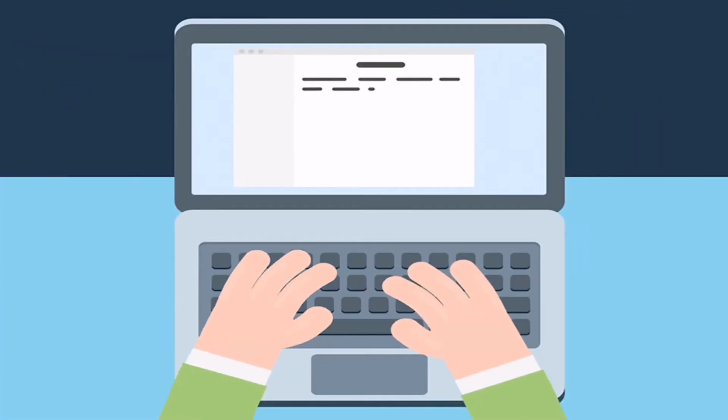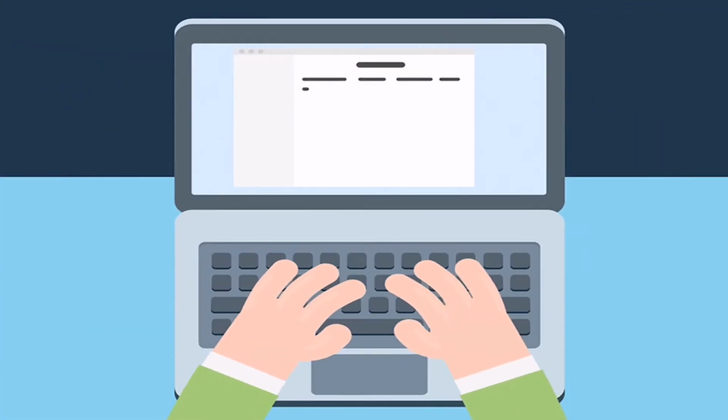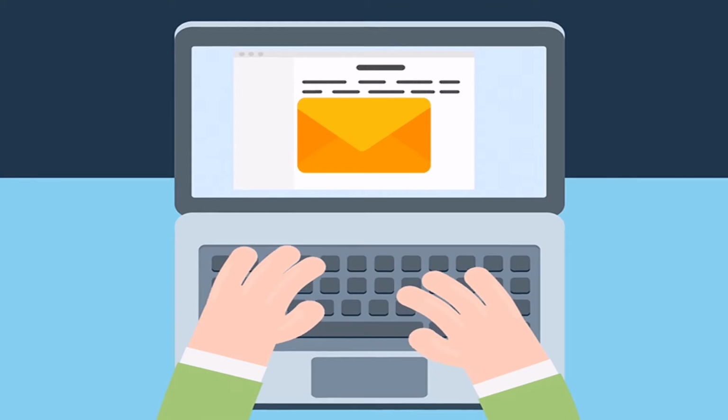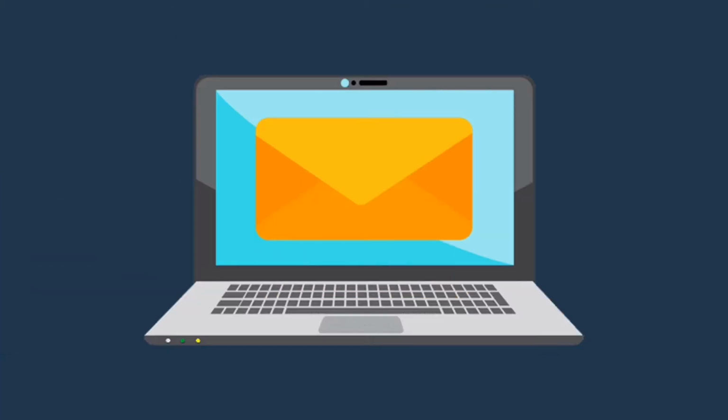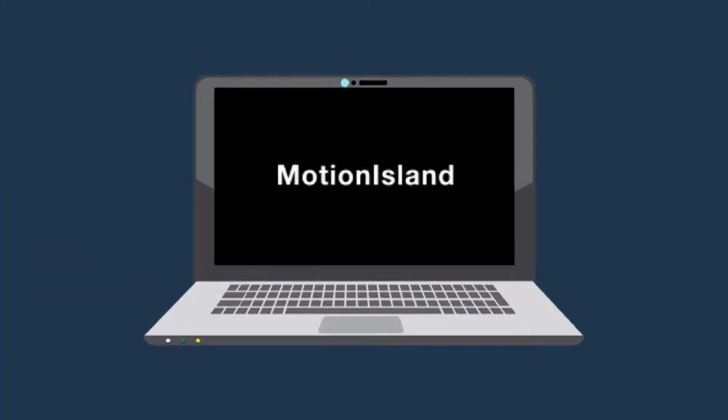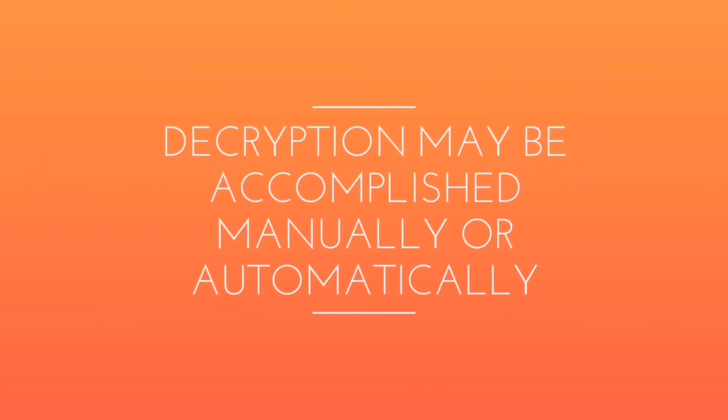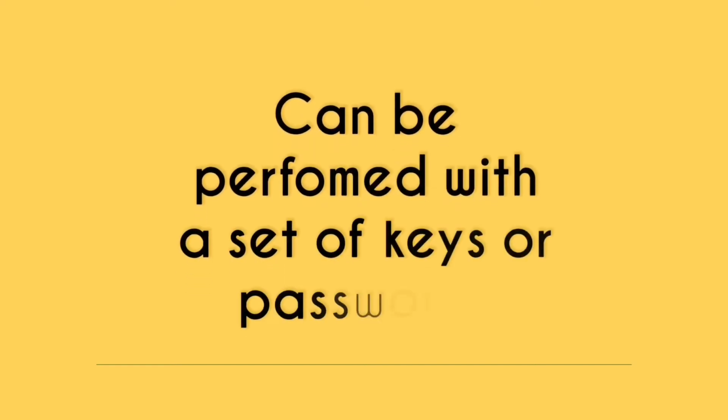Take a look at this. In decryption, the system extracts and converts the garbled data and transforms it to text that is easily understandable. Decryption may be accomplished manually or automatically. It may also be performed with a set of keys or passwords.